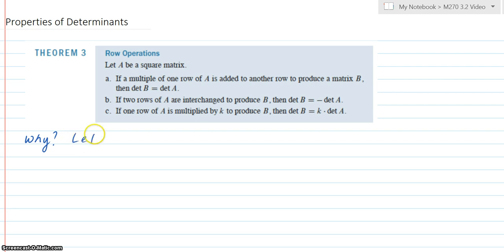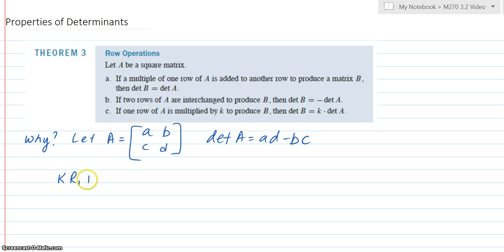So let's let A equal a general 2 by 2: A, B, C, D. We know that the determinant of A is AD minus BC. So now I'm going to take K times row 1 and add it to row 2 and put it into row 2. So if a multiple of one row is added to another to produce another matrix, the determinant should be the same. So let's see if they are.